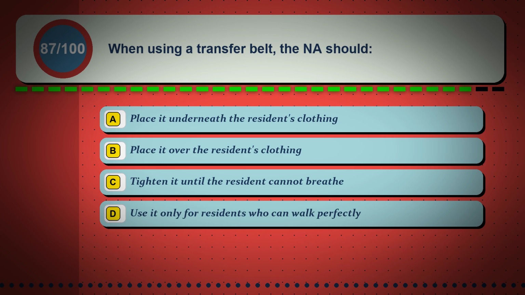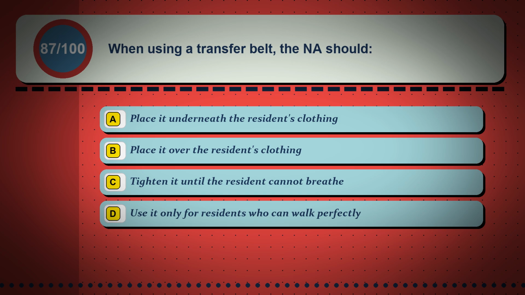Question 87. When using a transfer belt, the NA should: Option A, place it underneath the resident's clothing. Option B, place it over the resident's clothing. Option C, tighten it until the resident cannot breathe. Option D, use it only for residents who can walk perfectly.